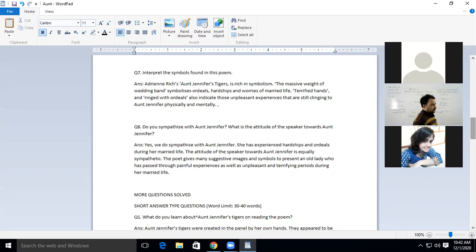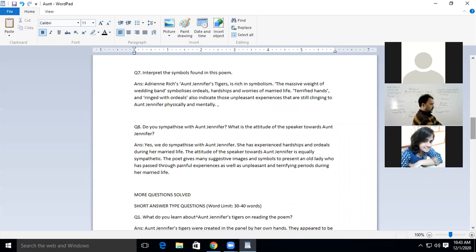Then tigers symbolize an untamed and free spirit. Embroidery is a symbol of creative expression and the desire, the longing, to get freedom. The wedding band is a symbol of oppression and an unhappy marriage. And "aunt" in the last stanza, as opposed to Aunt Jennifer, shows that she has lost her identity completely and even lost her name.